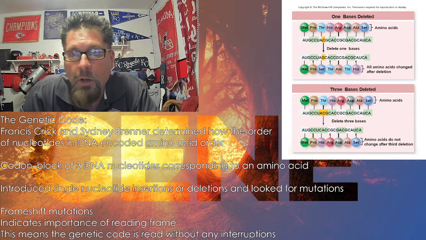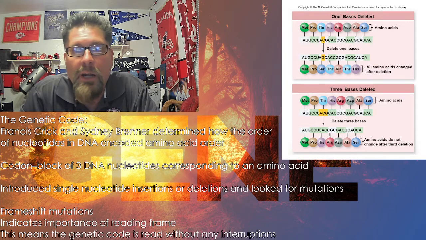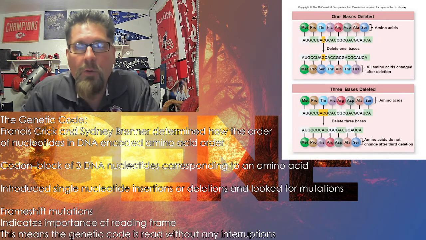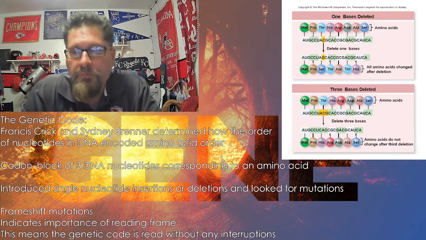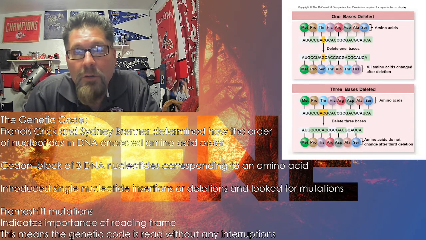The one on the bottom half of that diagram is if you take out an entire set of three. In other words, you take out a set of three and then move all the other blocks down the line. What you can see is that after the deletion, the same amino acids are selected for, because you haven't messed up the order of three.